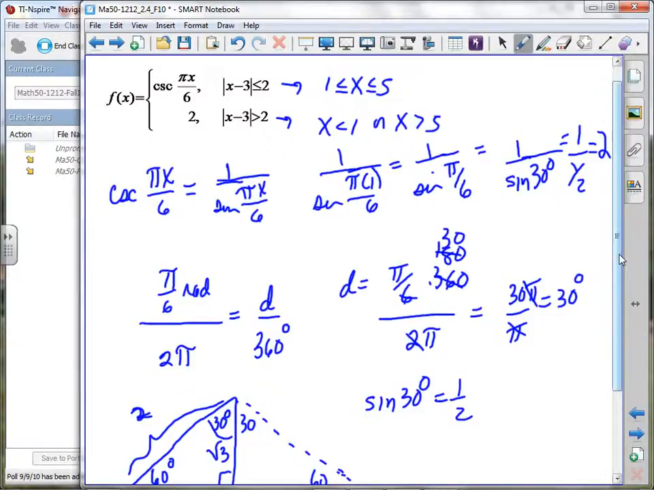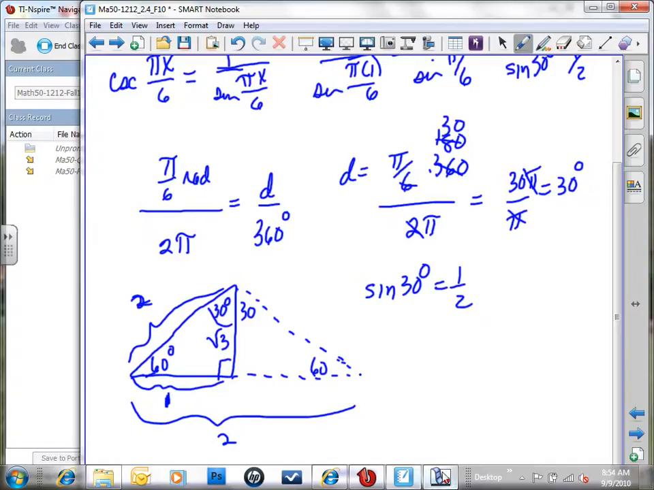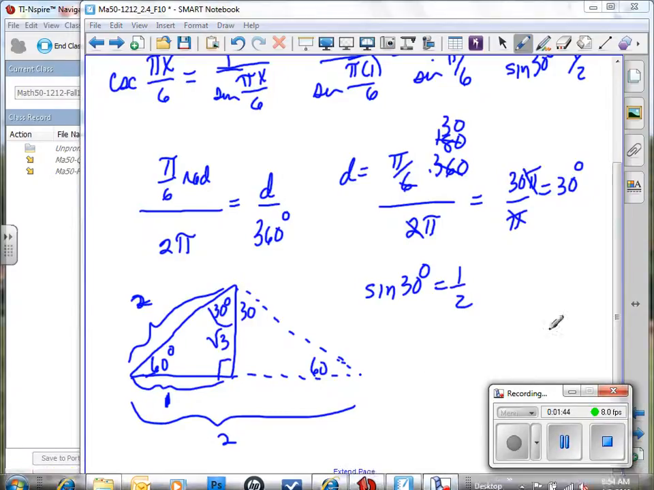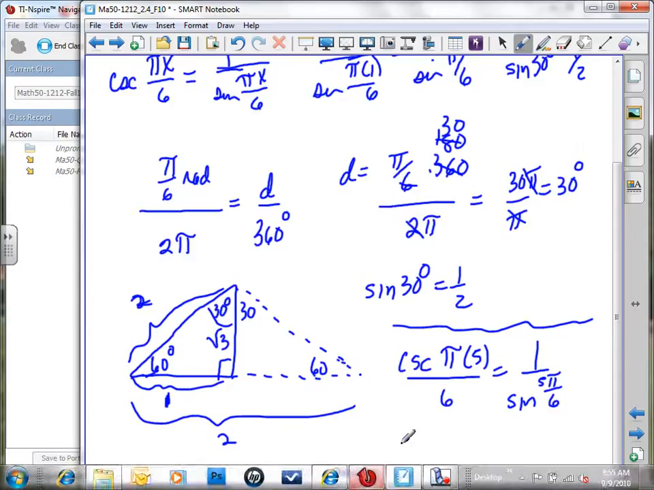What on the other side of this? Okay, so now we have to do the whole thing again, and let's see if I can put it down here now. We have cosecant, and now we're going to have pi times 5 divided by 6. That's going to be 1 divided by the sine of 5 pi divided by 6.